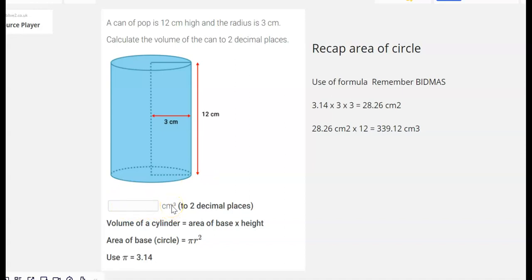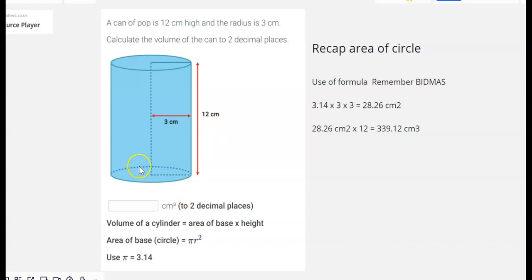So again, it's giving us the unit, centimeters cubed. That is the unit of measurement associated with volume. It may not provide you with this, so you've got to associate volume with centimeters cubed. What it's also giving you is a formula. Okay, so volume of a cylinder equals area of base times height.